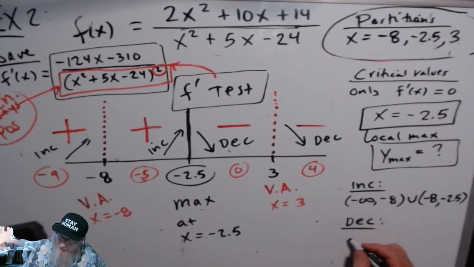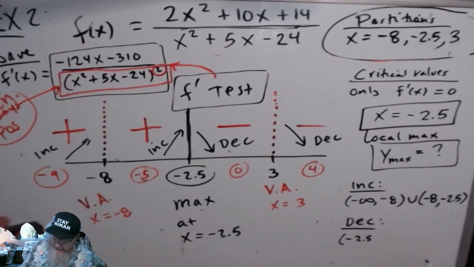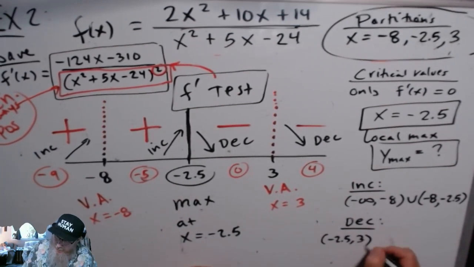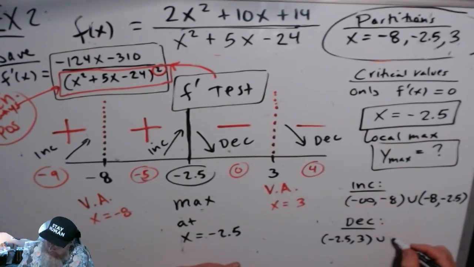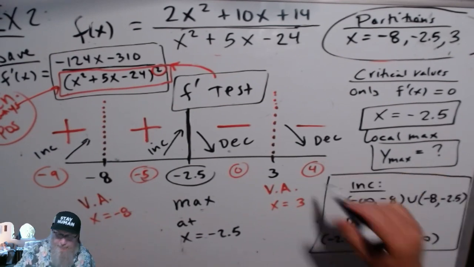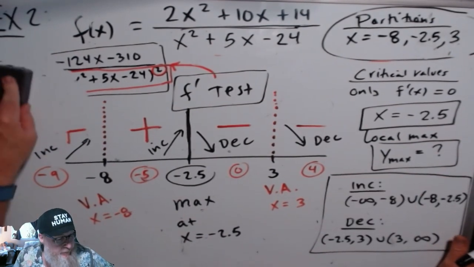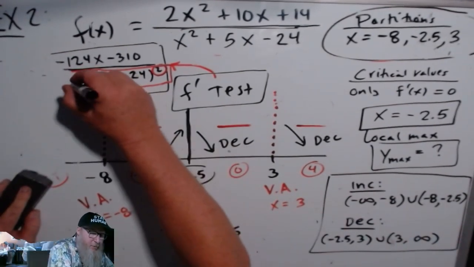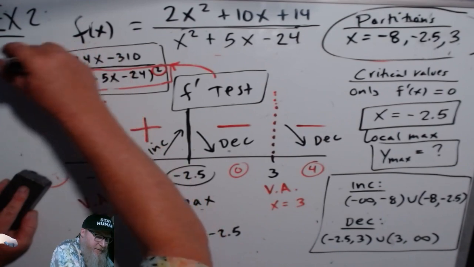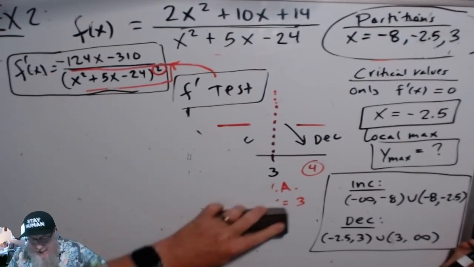And then decreasing on the interval negative 2.5 to 3. Now you got to jump over the asymptote and then 3 to infinity. So that's our first derivative information. Oh, I almost erased what I had said I wanted to save. So there's my first derivative. Don't erase it yet. We're going to need it. Now we're going to do second derivative.